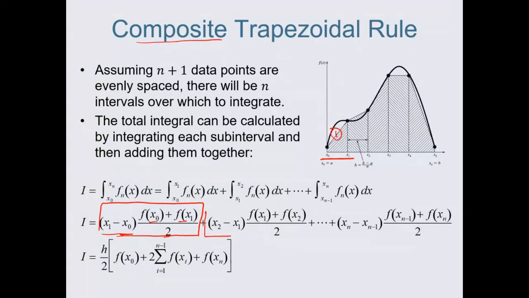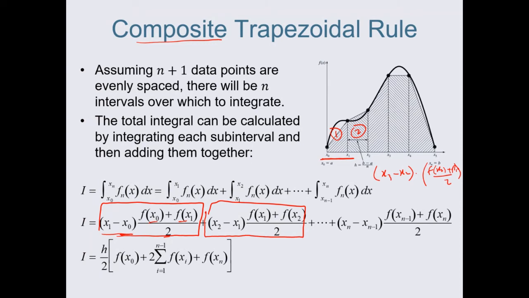Then the second one is (b minus a) times f of a plus f of b. So that's the second one, and so on. You keep adding them. The third one will be (x3 minus x2) times f of x2 plus f of x3, divided by 2.